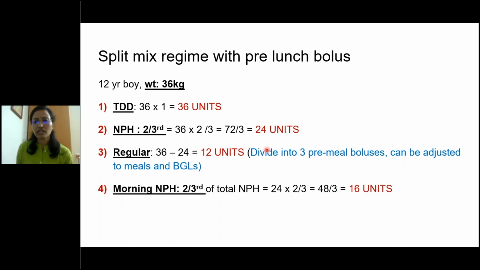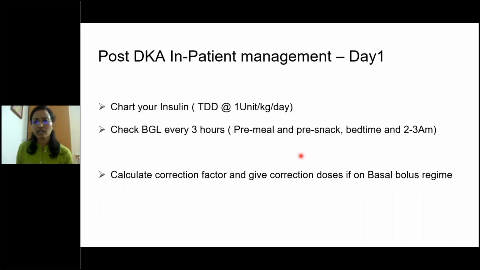And your morning NPH is 2/3 of 24, which is 16. So the remaining is your evening or bedtime NPH, which is 8 units. So this is the typical prescription for NPH and regular based regime. Here, regular, whenever you're using pre-meal bolus, you can little bit adjust for the blood glucose. But not really in a good way, because NPH kind of exerts some activity beyond 10 hours.